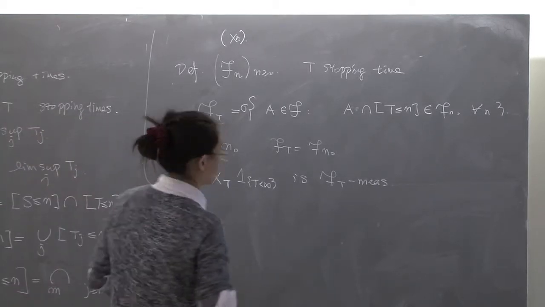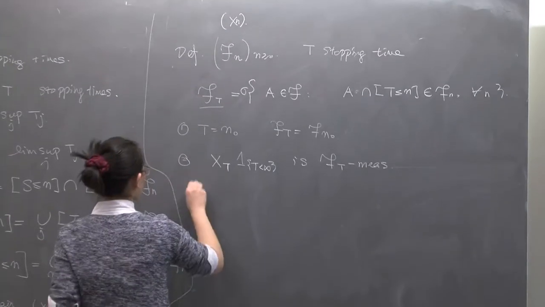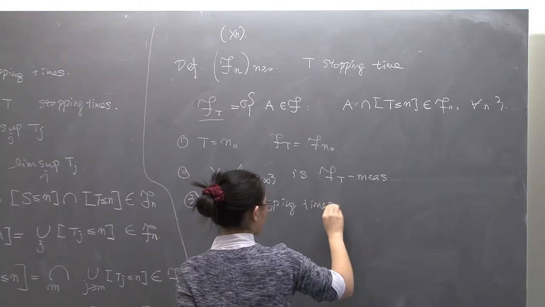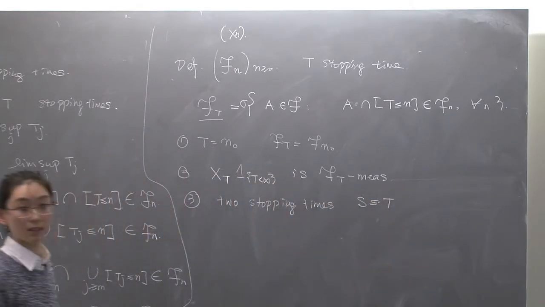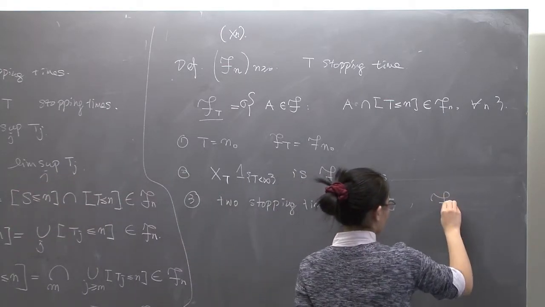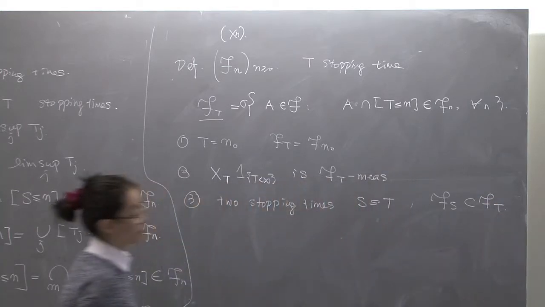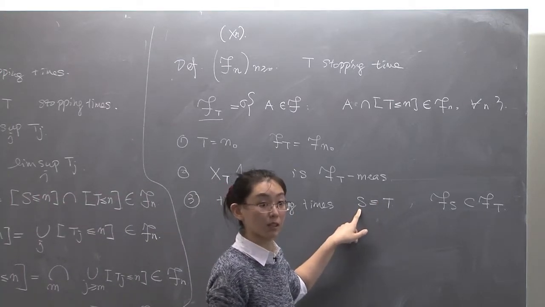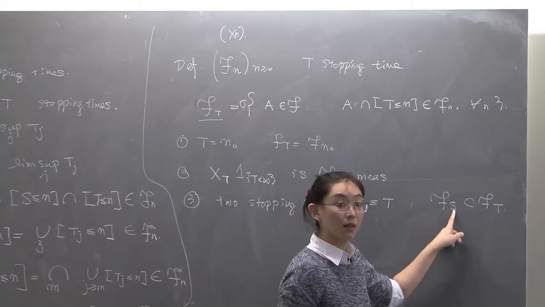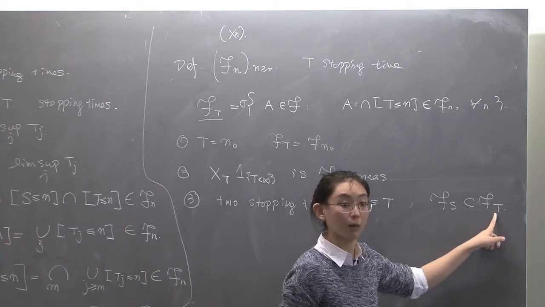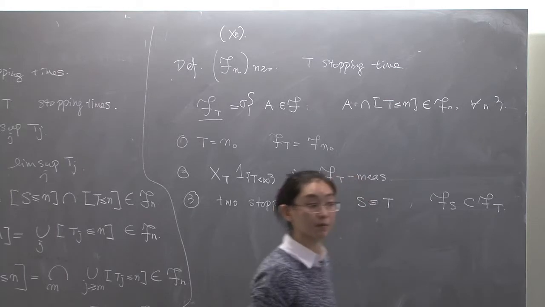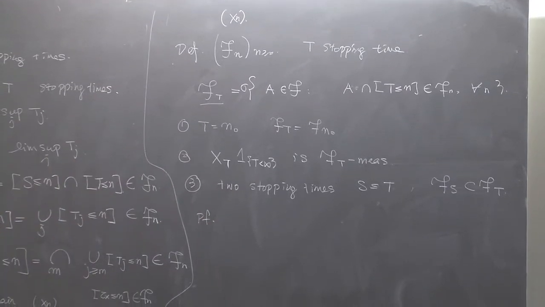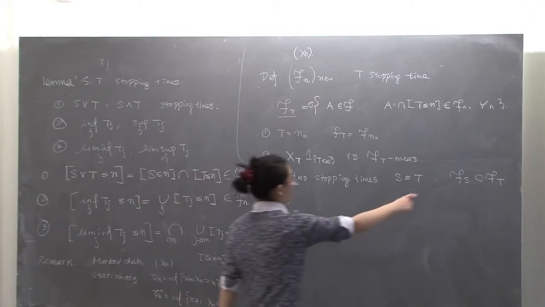And the last item is, if we have two stopping times S and T, with S always smaller than T, then we know that F_S contains F_T. Before we prove this remark, the intuitive idea is that S is sometime before T, and F_S is all the information up to time S. And of course, this information contains all the information up to time T, because we know that S happens before T. So this is the intuitive idea. And now I will give a precise proof.